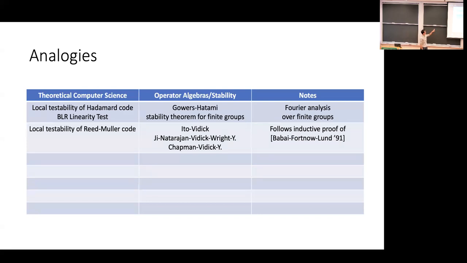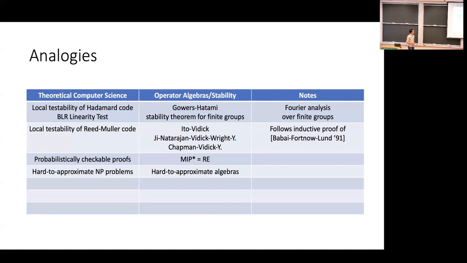In TCS, people studied this local testability of Reed-Muller for a long time, like I said, and the main result of this talk that I mentioned is the operator algebra version of that. And again, the proof technique is we're following the same footsteps of the classical version. So this follows the Babai-Fortnow-Lund proof. And now you say, well, okay, locally testable codes were useful in PCPs. And so similarly, the stability result that we obtained was a core component of MIP* = RE. And really, MIP* = RE, you can think of it as PCPs on steroids.